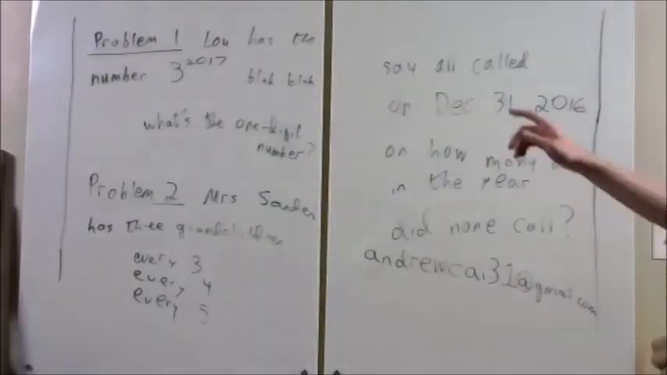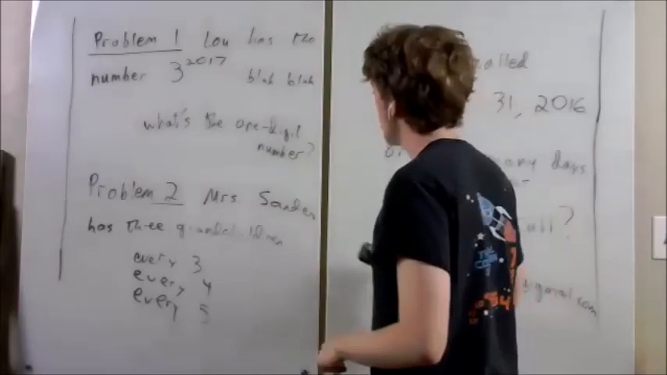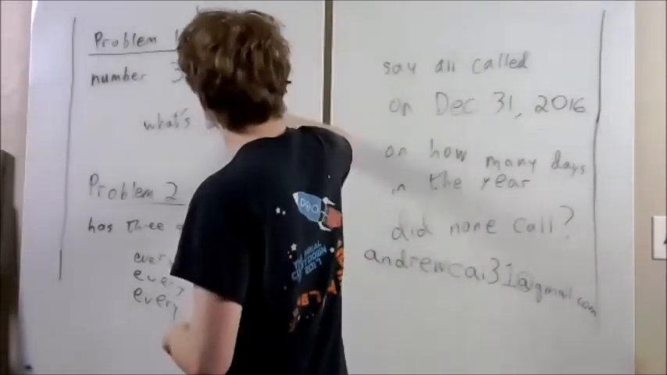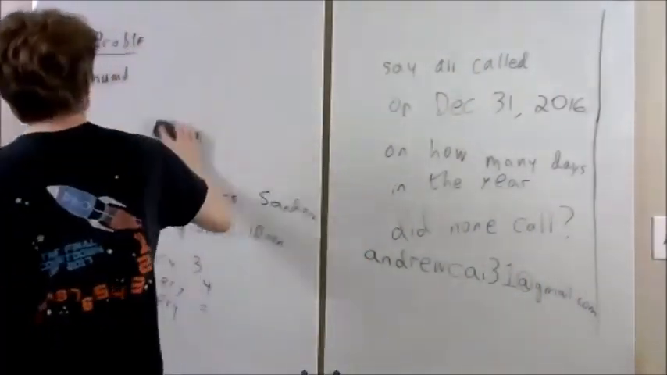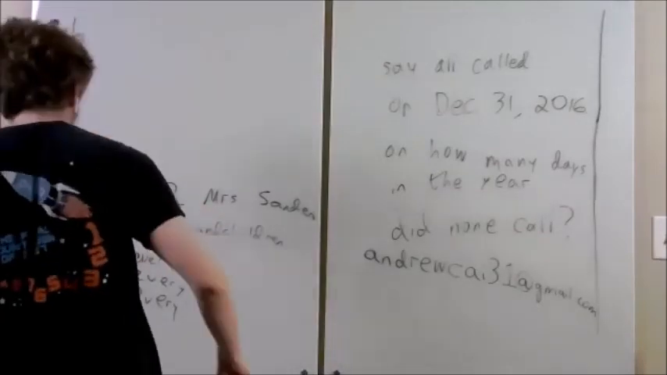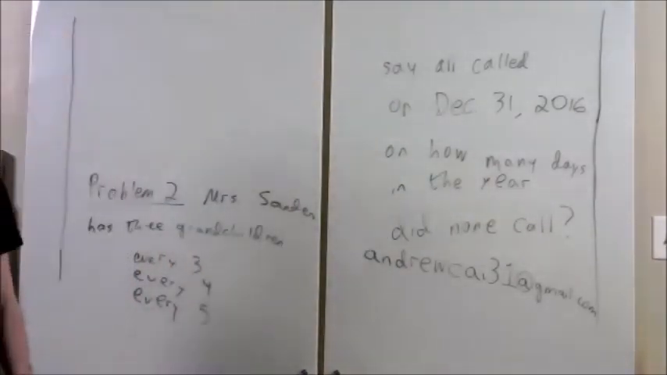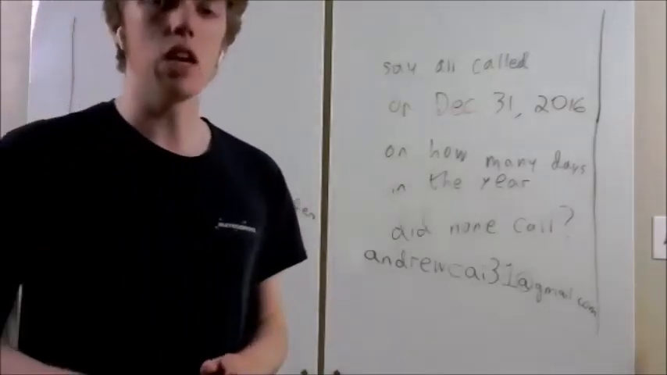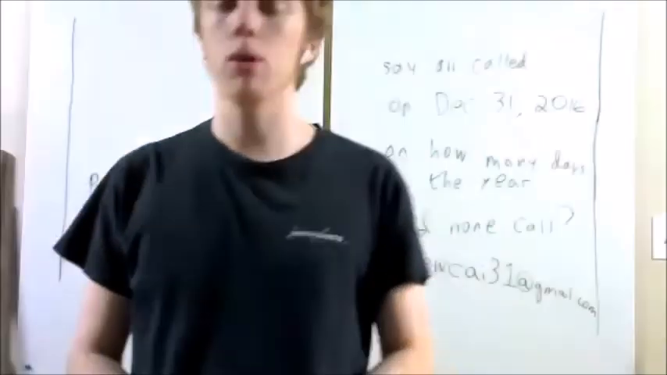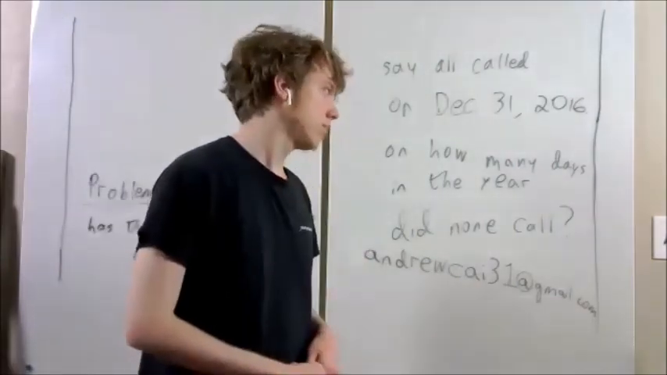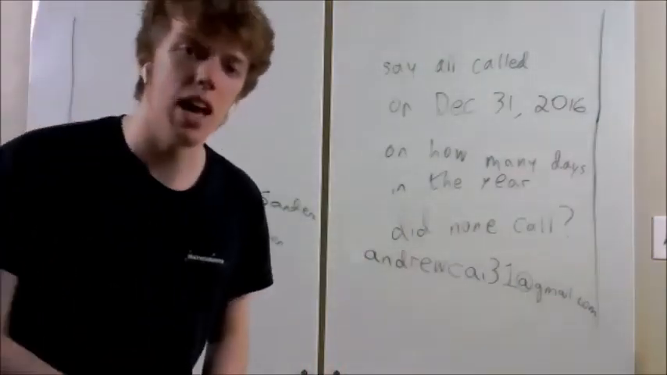So let's talk about this problem 1. The key to the solution is this fact, which is that if you take the sum of the digits of a number, then the new number is congruent to the old number modulo 9 if we're working in base 10.